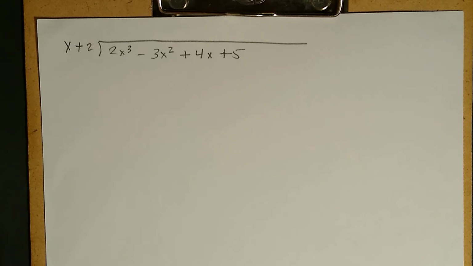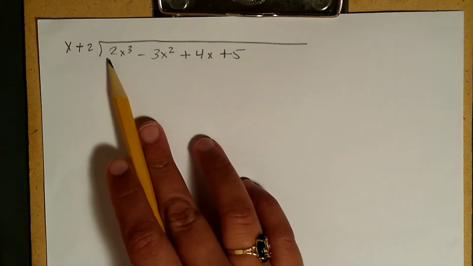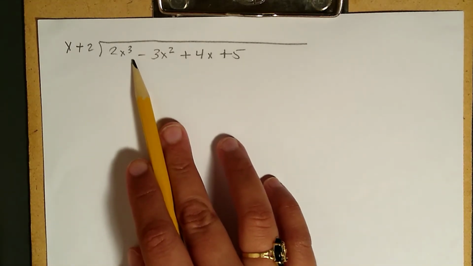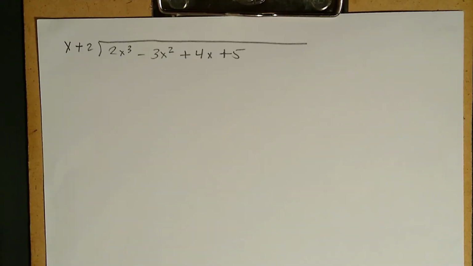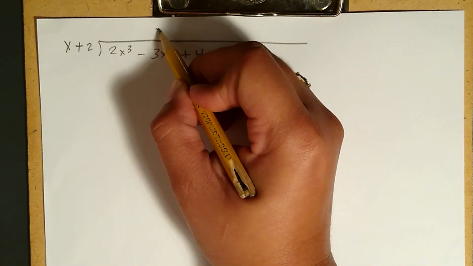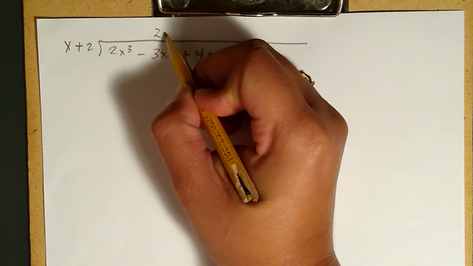It reads: 2x cubed minus 3x squared plus 4x plus 5, divided by x plus 2. Now, we need a number in order for us to get a negative 2x cubed here. So we can use 2x squared.